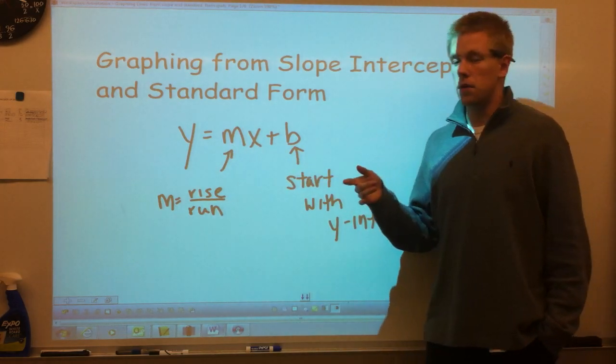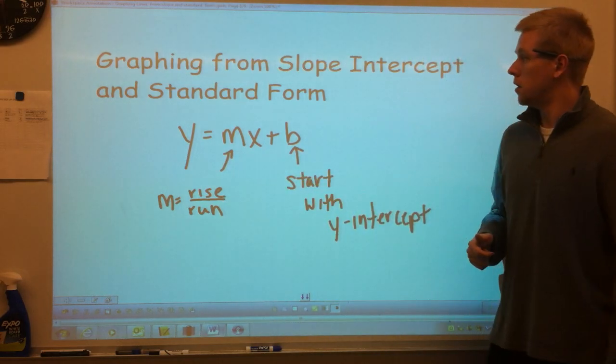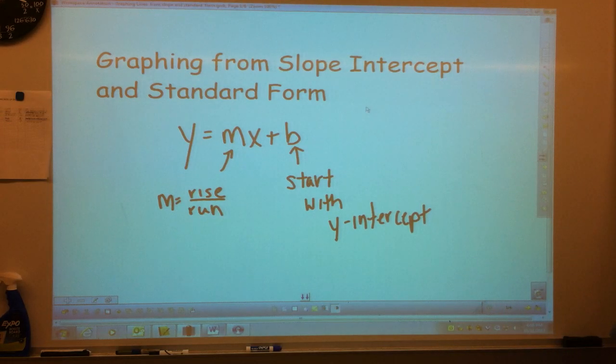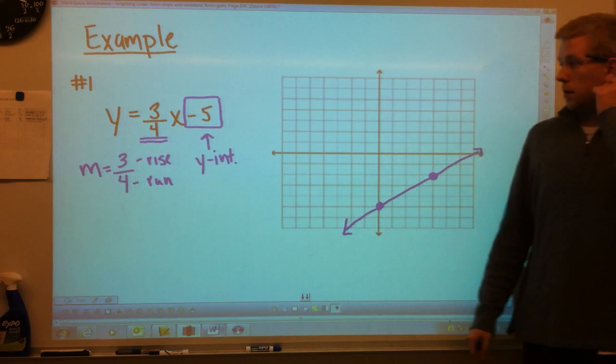The two are the same. This one just helps me graph. The other one yesterday helps me find the actual slope. Okay, so we're going to do some examples of graphing these lines. All right. My first example, write this down.